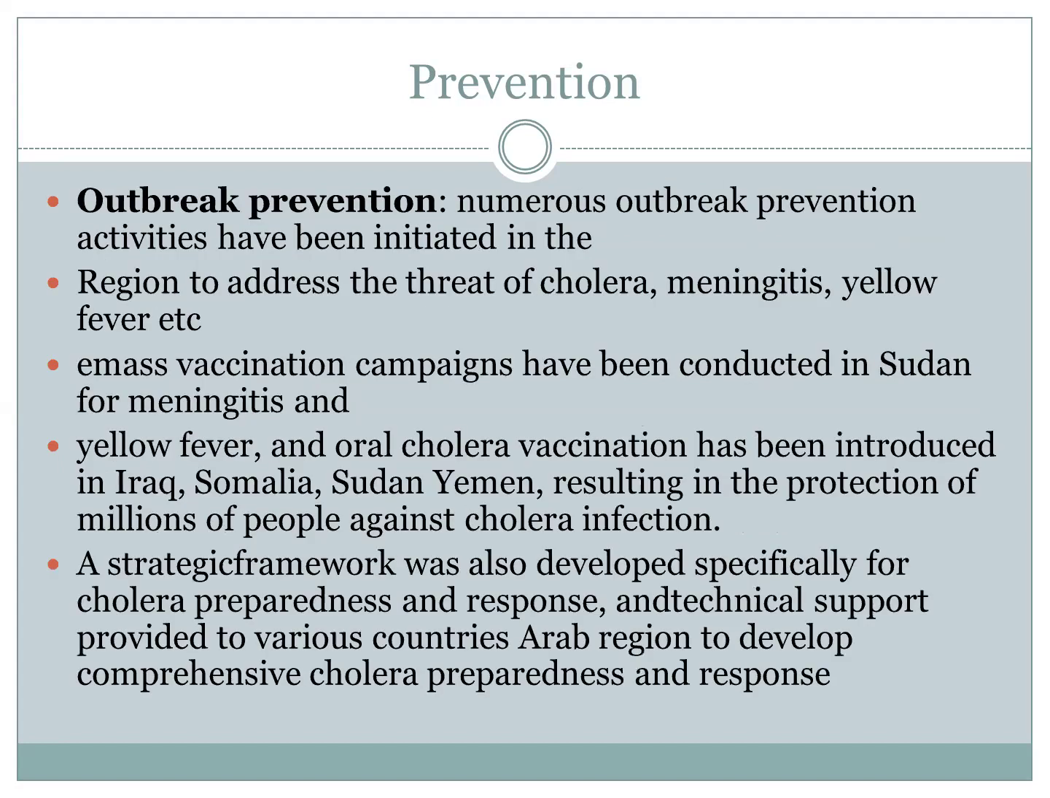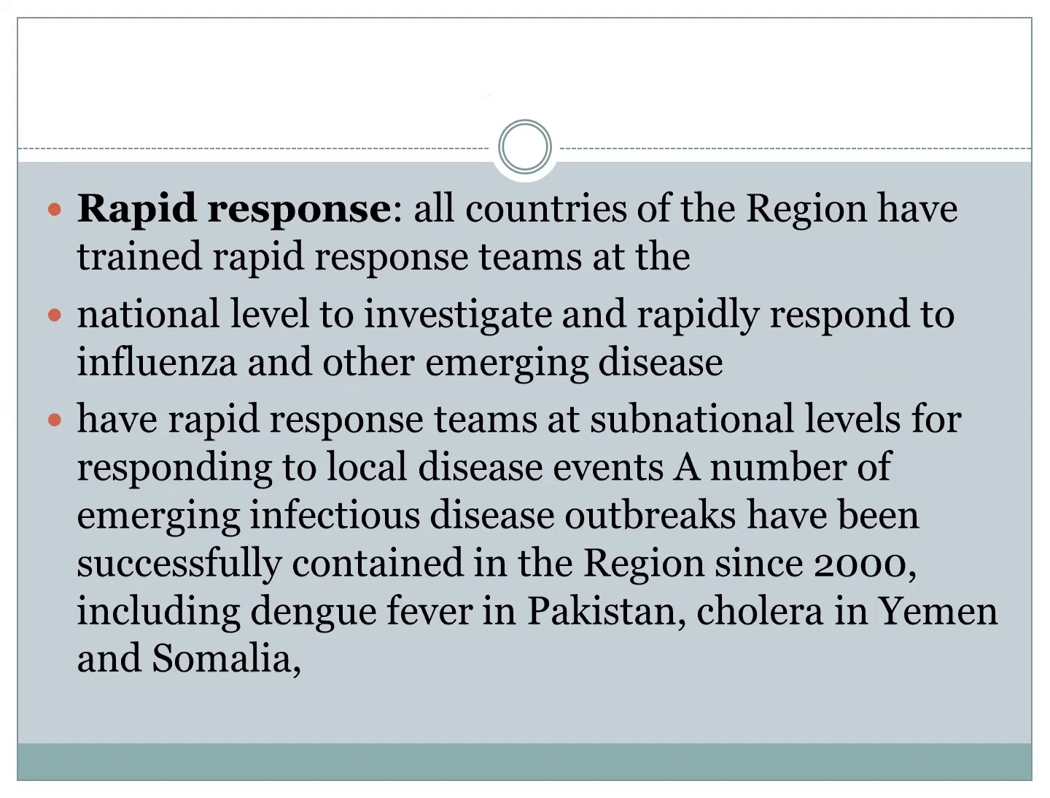Outbreak prevention. Numerous outbreak prevention initiatives have been started in the region to address the threat of cholera and meningitis. Mass vaccination campaigns have been conducted in Sudan. Yellow fever and oral cholera vaccination has been introduced in war-torn regions for protection against cholera. A strategic framework was developed for cholera preparedness. Response and technical support was provided to the Arab region to develop preparedness and response. Then rapid response. All countries of the region have trained response teams at the national level to investigate and rapidly respond, and at subnational levels for responding to local disease events. For example, dengue fever in Pakistan, cholera in Yemen and Somalia.